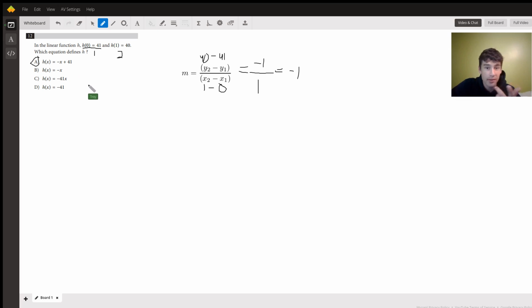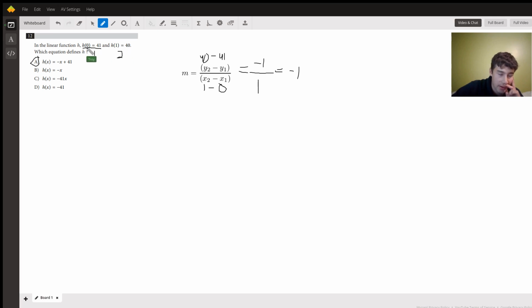To check our answer, if we've got a little extra time, it's never a bad idea to check. We can plug these values back into A and make sure that both sides are equal. If you plug 1 in for x here, you're going to get 1 times negative 1 is negative 1, plus 41 would be 40. And that is what it says here.